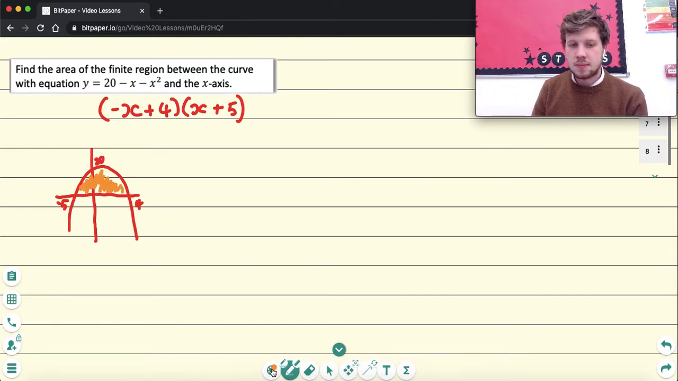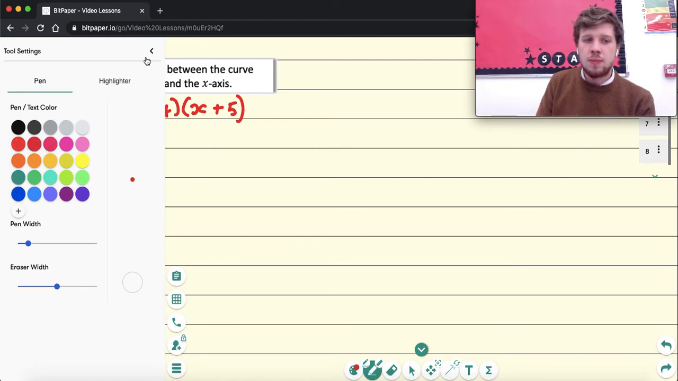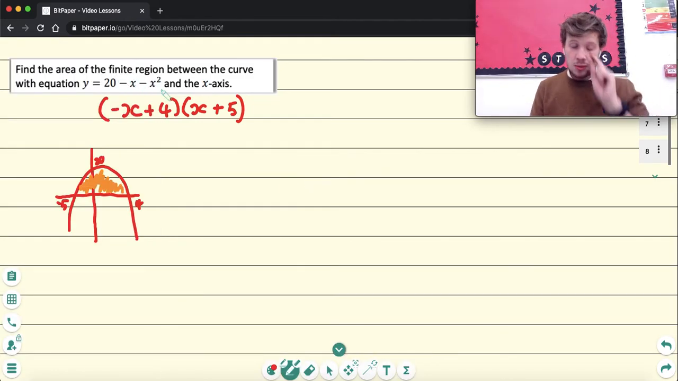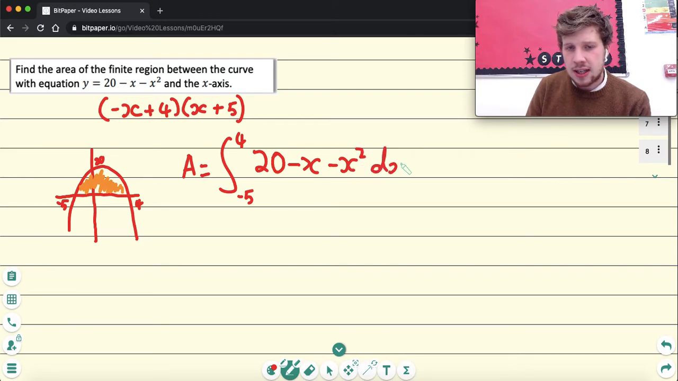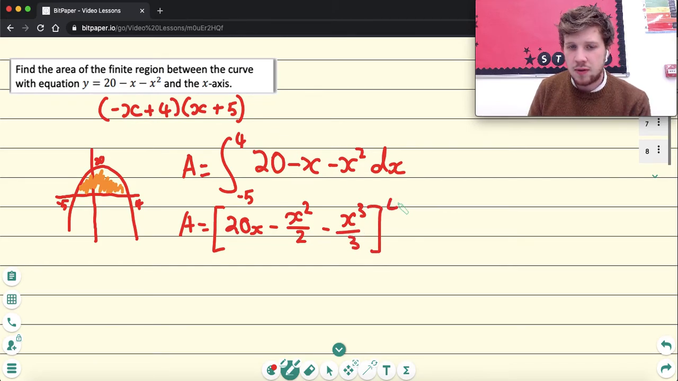Okay. The next step that you should have done was spotted that once we've got this equation, I'm going to need to integrate it to find the area. So my area is going to be the integral between my limits, which are 4 and -5, of 20 subtract x squared with respect to x. So applying this integral now is going to be 20x subtract, well, this is going to be x squared over 2 subtract x cubed over 3. And again, my limits are 4 and -5.